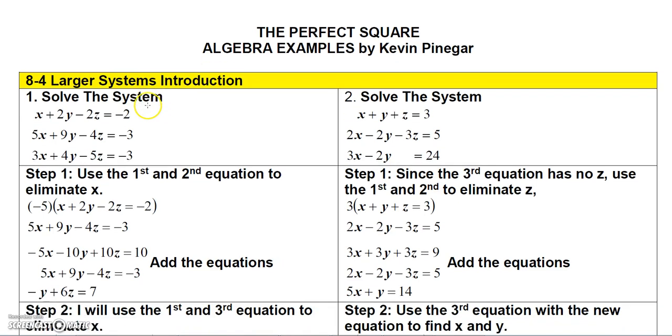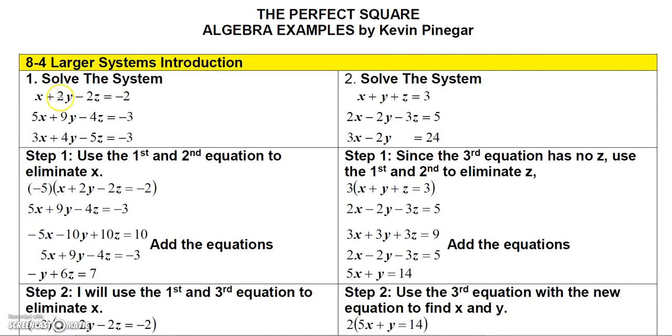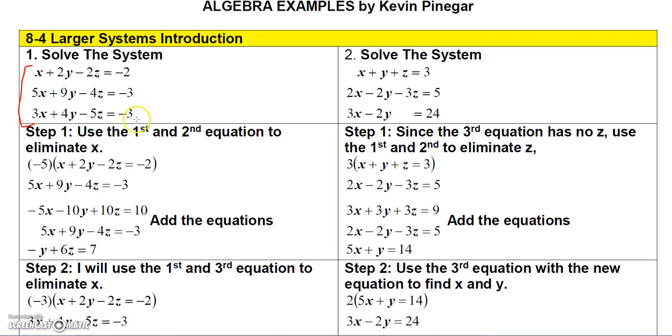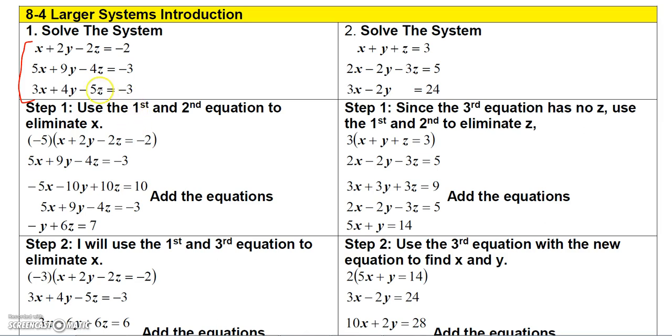Okay, now you may not have to worry with these larger systems, but at least you'll have this if you want to come back to it maybe when you get into college algebra. But let's say I wanted to solve this large system that's x plus 2y minus 2z equals negative 2, 5x plus 9y minus 4z equals negative 3, and 3x plus 4y minus 5z equals negative 3. Now this is a 3 by 3 system, so it's got 3 equations and 3 variables.